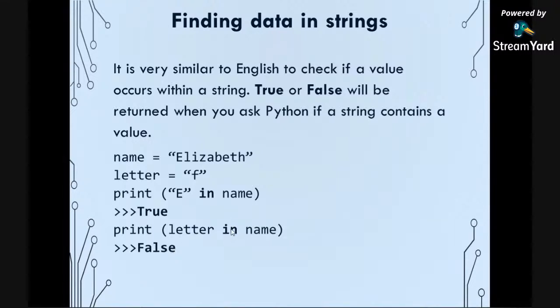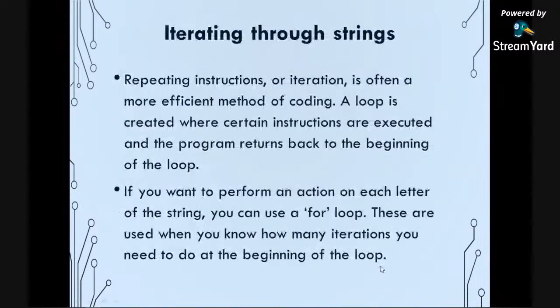That word in is another Python keyword. So again, you can say if E in name, or if letter in name, or whatever it is you want to say. And again, it will give you your true or false values. That's fairly straightforward. I hope you understood that. Iterating, remember the word iteration means to repeat.